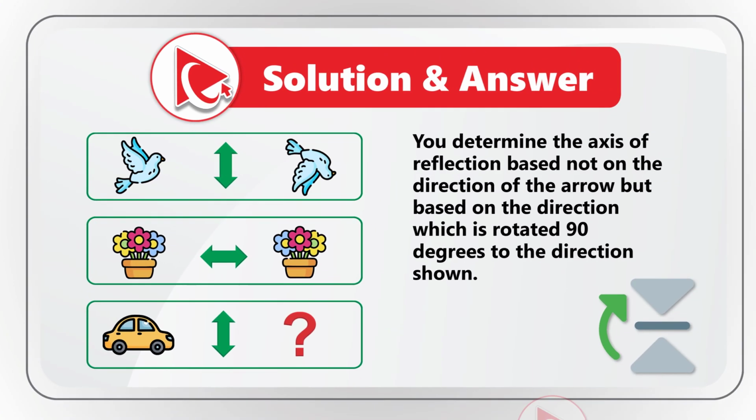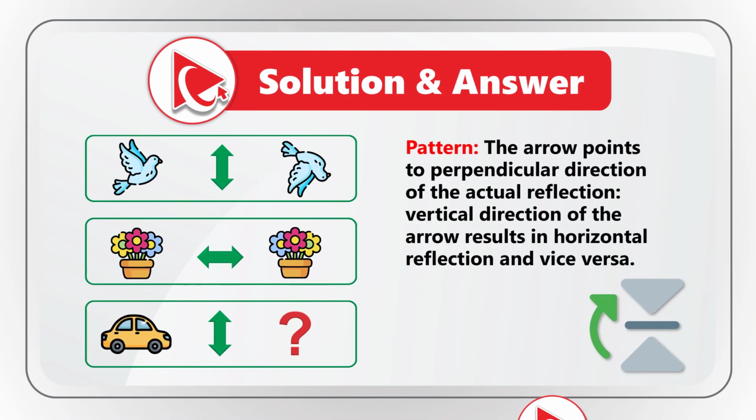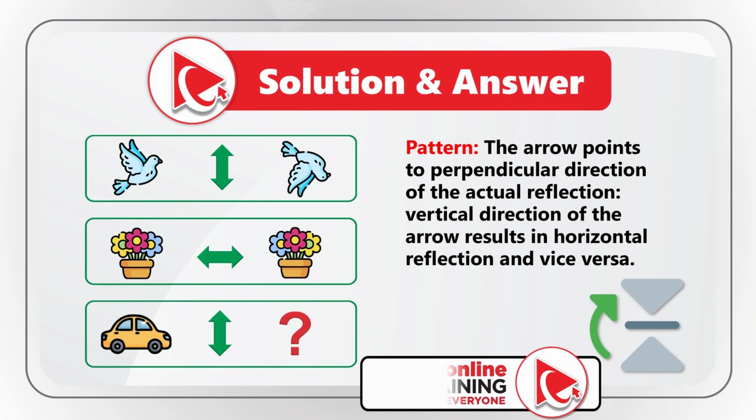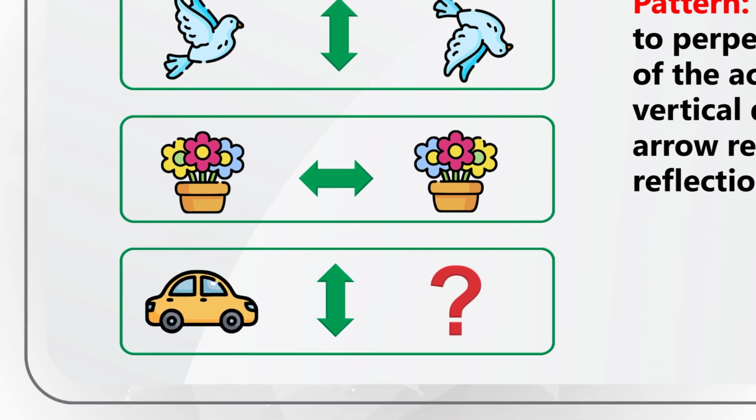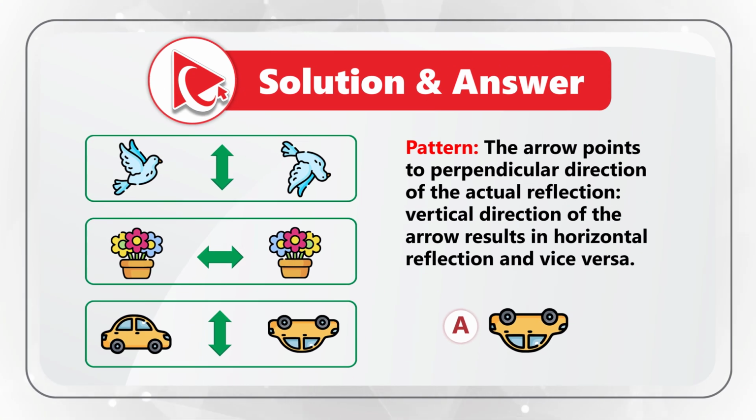So the pattern here is that the arrow points to the perpendicular direction of the actual reflection. For example, a vertical direction of the arrow results in horizontal reflection and vice versa. Let's look at the third row to get to the correct answer. Because the arrow goes from top to bottom, we need to use horizontal reflection, which means that the correct answer here is choice A. Did you get to the same answer? If not, please make sure to post your answer and rationale in comments.